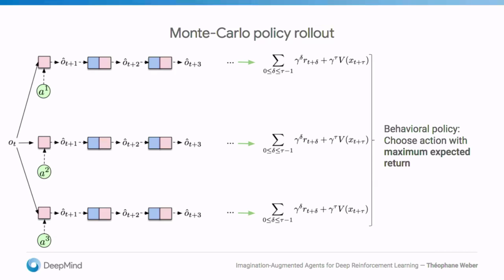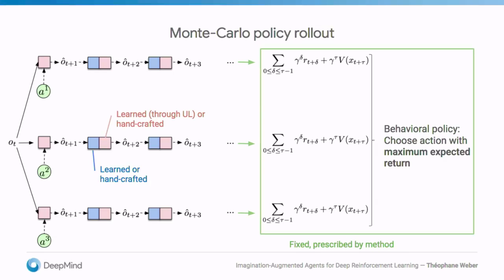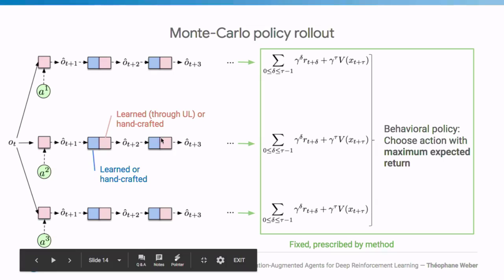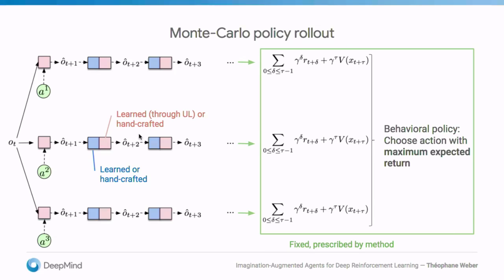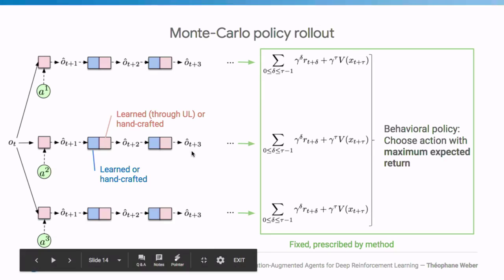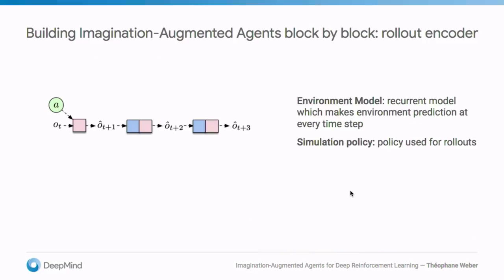Nevertheless, our agent is going to be inspired in some sense by this algorithm. So just to highlight what is learned and what is not learned, in this Monte Carlo policy rollout, the environment model, the red part, is learned through unsupervised learning or handcrafted. The simulation policy is learned or handcrafted, but the way you turn rollouts into actions is fixed. It's prescribed by the method. That's what we want to change.